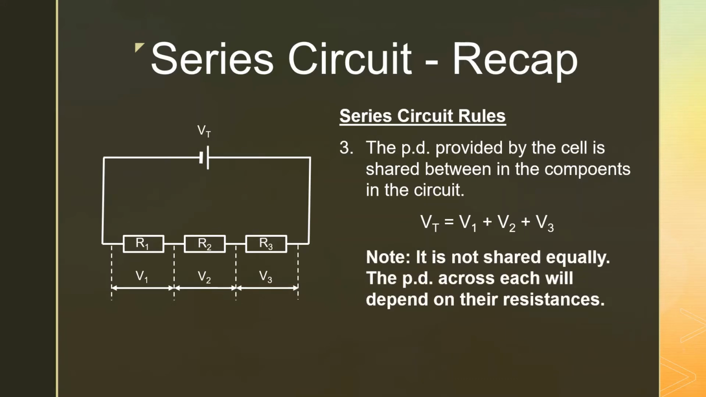It would be if the 3 resistors were identical, but you're never going to get a question in an IGCSE paper where you've got 3 identical resistors in series. The PD across each will depend on their resistances, and we're going to look at how we would be able to calculate that in the next slide.